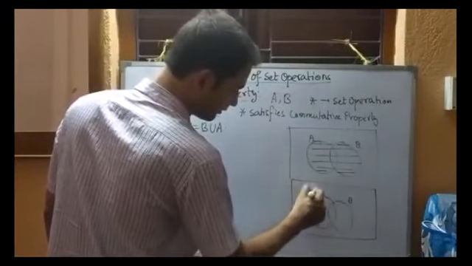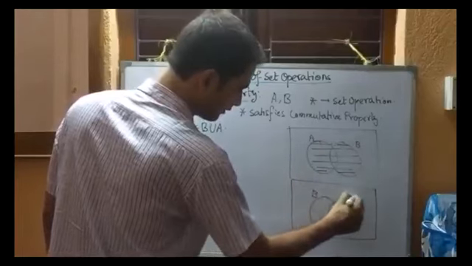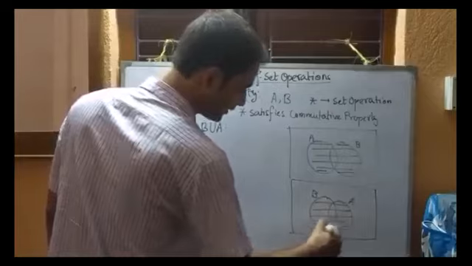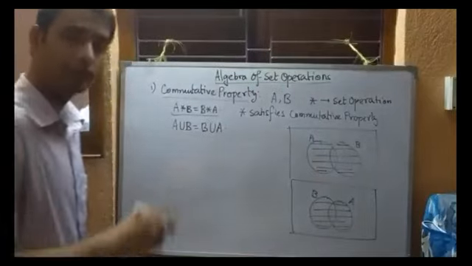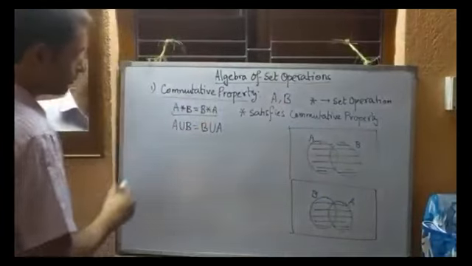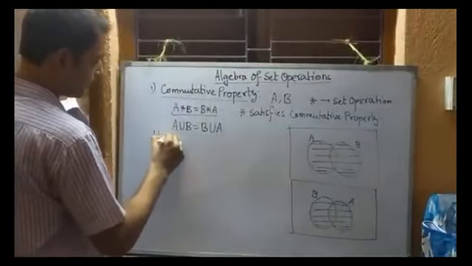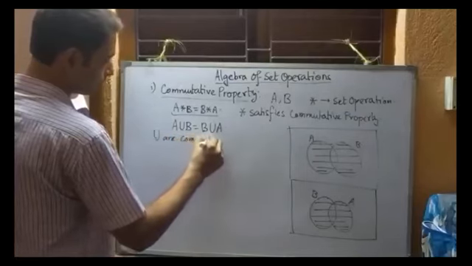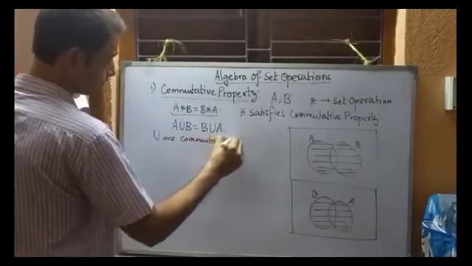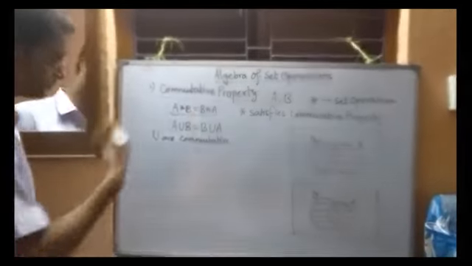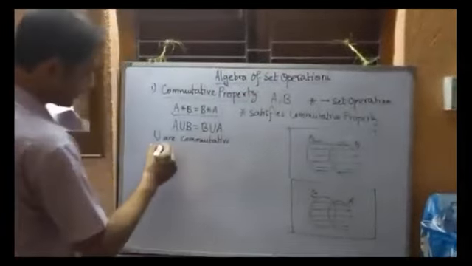So take this one as B, this one as A. It will give the same region. That means it will satisfy the commutative property. So we can say set unions are commutative. Okay, so proceed to the next.